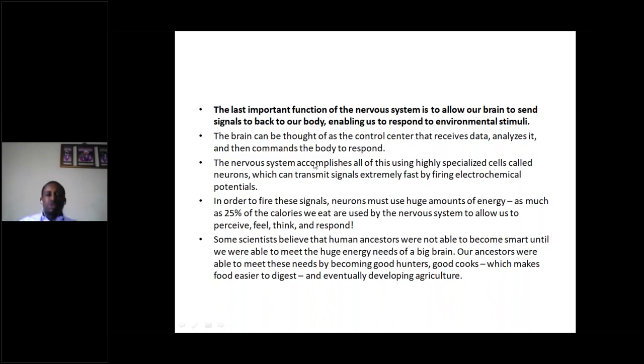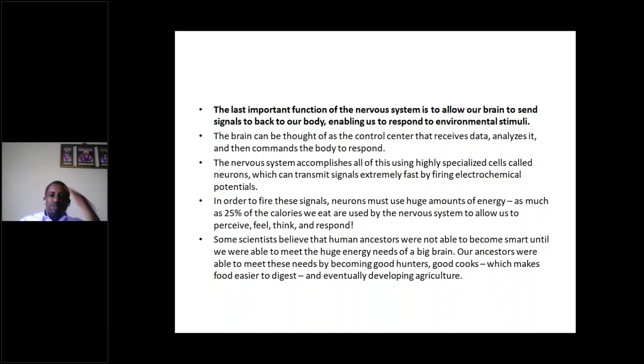The brain can be thought of as a control center. So the brain receives the data, analyzes the data, interprets the data, then sends a communication to the body. It commands the body on what to do. The nervous system, how does it achieve this? It uses very highly specialized cells that are called neurons. They transmit signals at a very fast rate by firing what? Electrochemical potential. Their rate is very fast. This is the way it transmits signals with the speed of light.